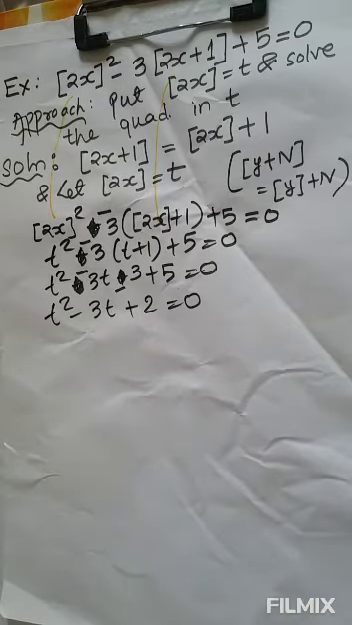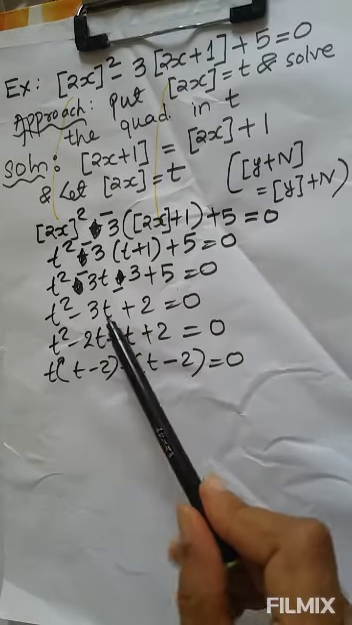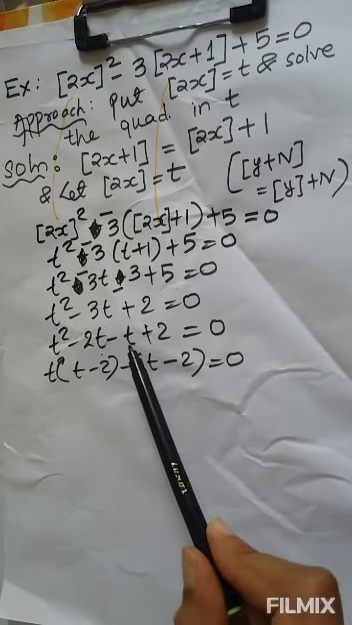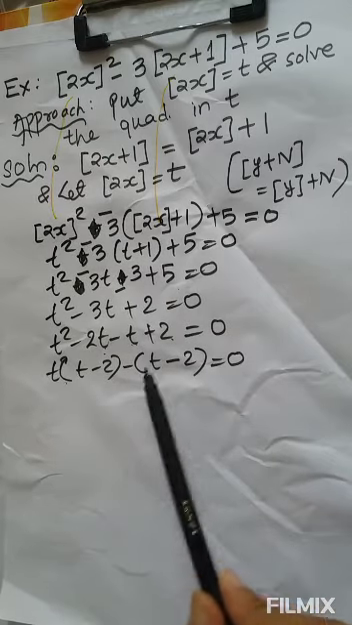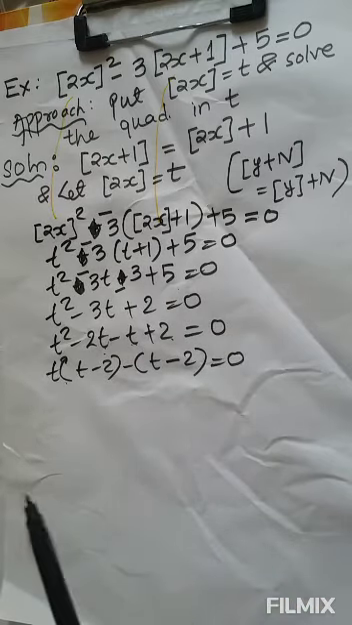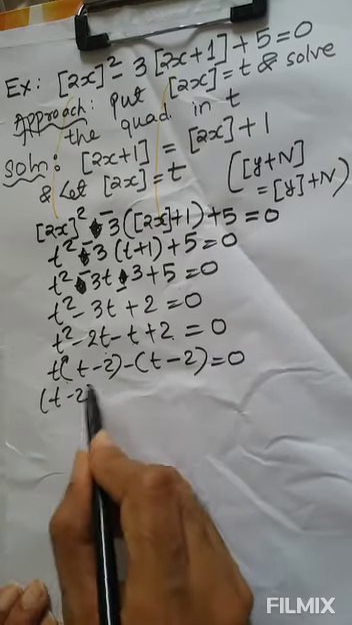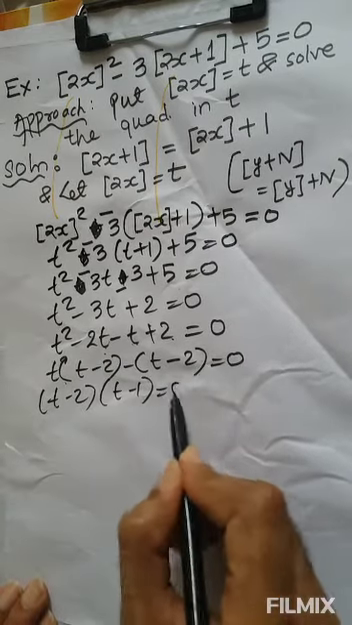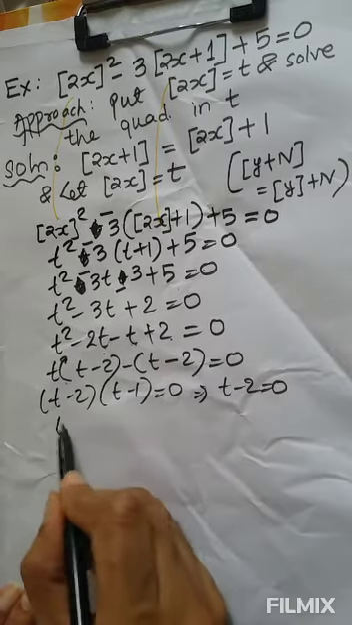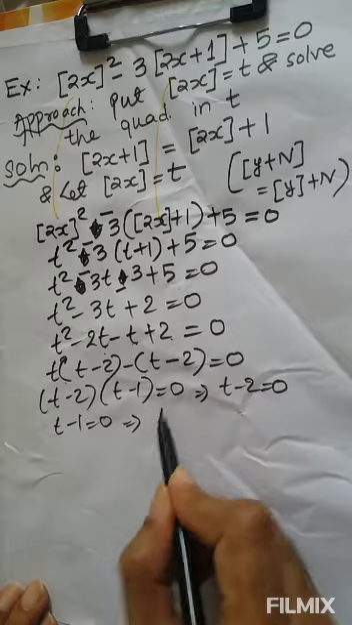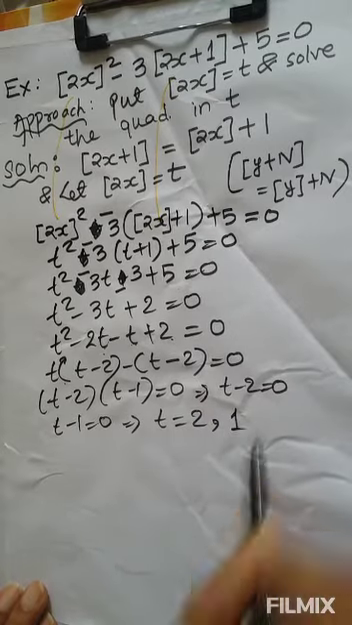And now we will factorize this by splitting minus 3t as minus 2t minus t. In the first two terms, taking t common, and in the last two terms, minus 1 common, we will get (t minus 2) common, (t minus 1) equals 0, which gives us t minus 2 equals 0, t minus 1 equals 0. We get the value of t as 2, 1.